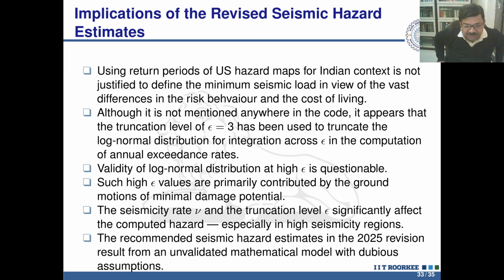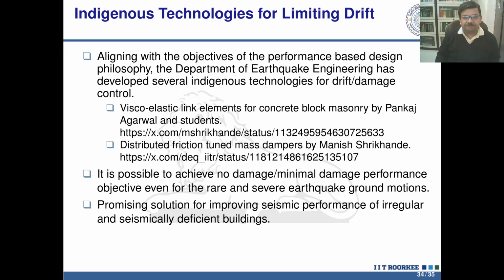So I don't want to end with a very gloomy conclusion. As I said, the road to performance-based design and improved seismic performance is drift control, and for that, we in the Department of Earthquake Engineering have been developing several technologies for drift control, and you can have a look at a couple of videos that you can find on these links.